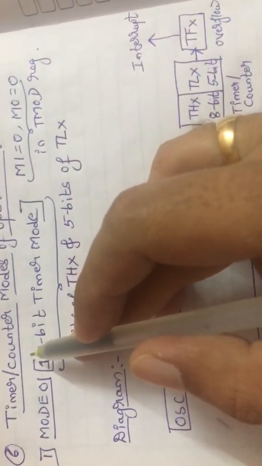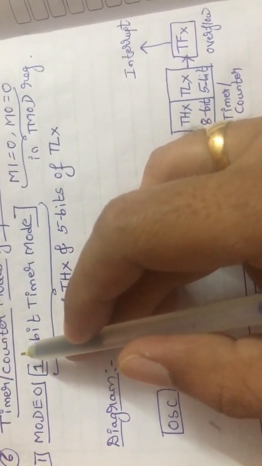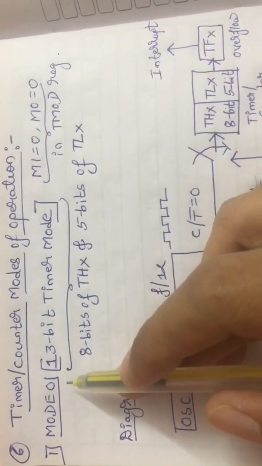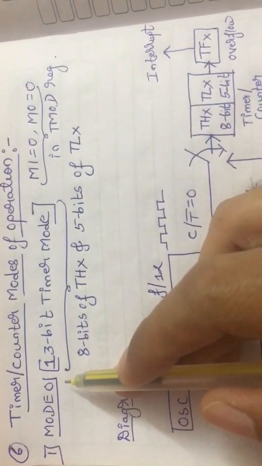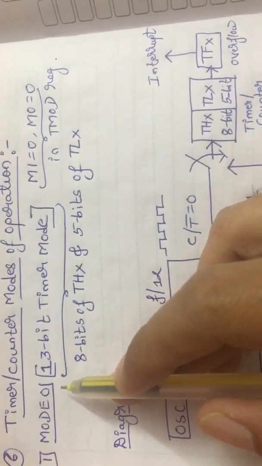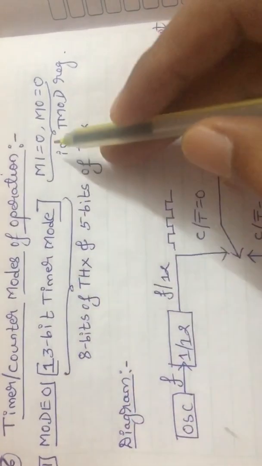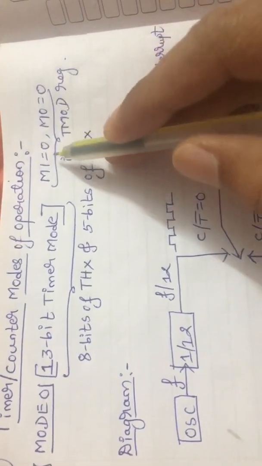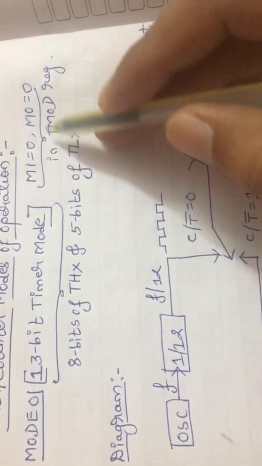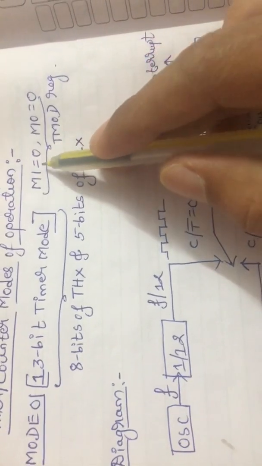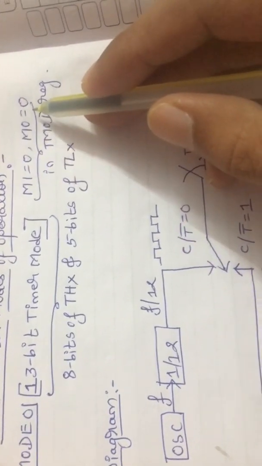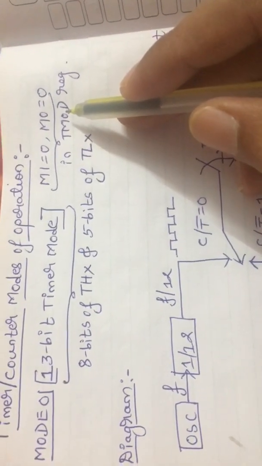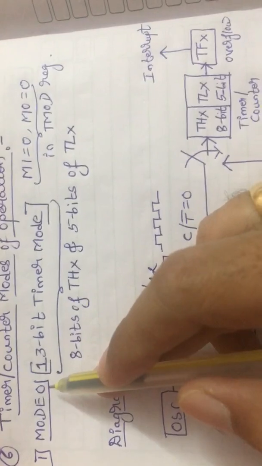So today we'll discuss in detail the timer/counter modes of operation. We have four modes in timer/counter. As in the last session I talked about the TMOD register. In that we have two bits called M1 and M0. These two bits take four values: 00, 01, 10, 11. If M1 is equal to 0 and M0 is equal to 0, then we are in timer or counter mode 0, right? So let us discuss one by one in detail.